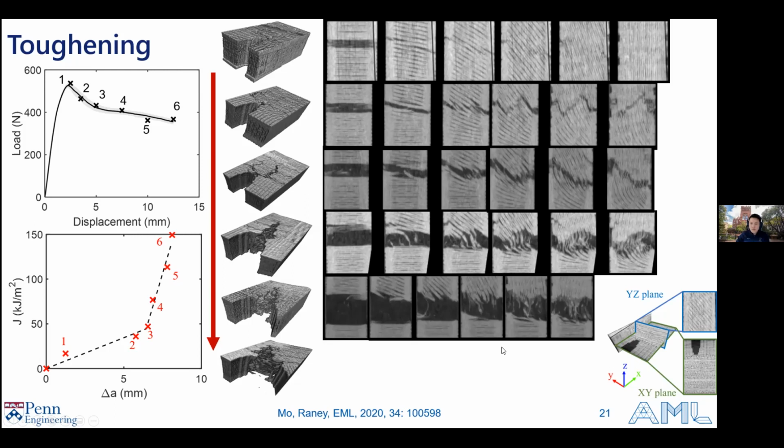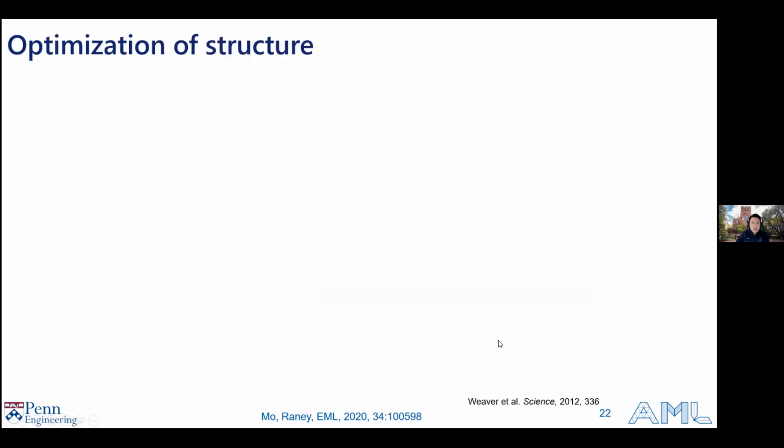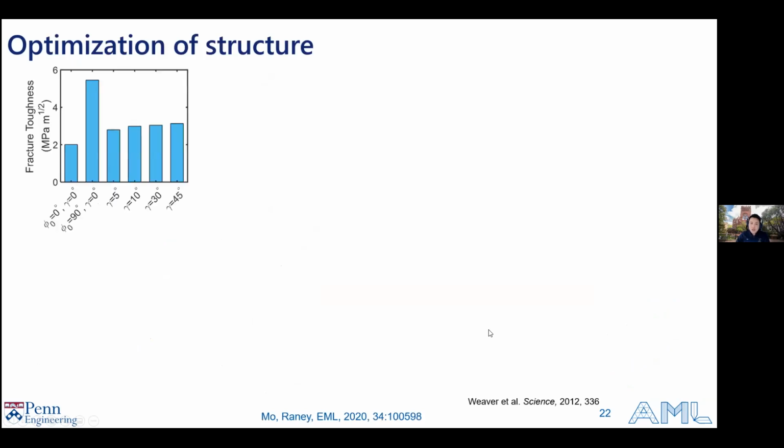This also explains somewhat this change of the slope, where there's a different failure mechanism that competed at here. So lastly, I will talk about how there are also some ways to optimize the structures.